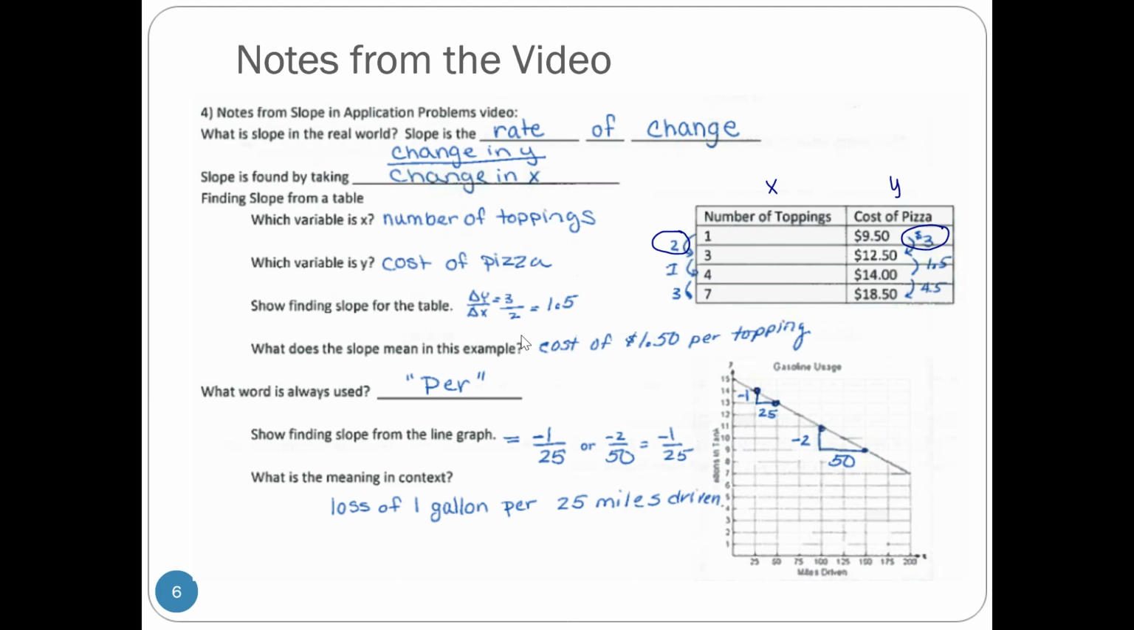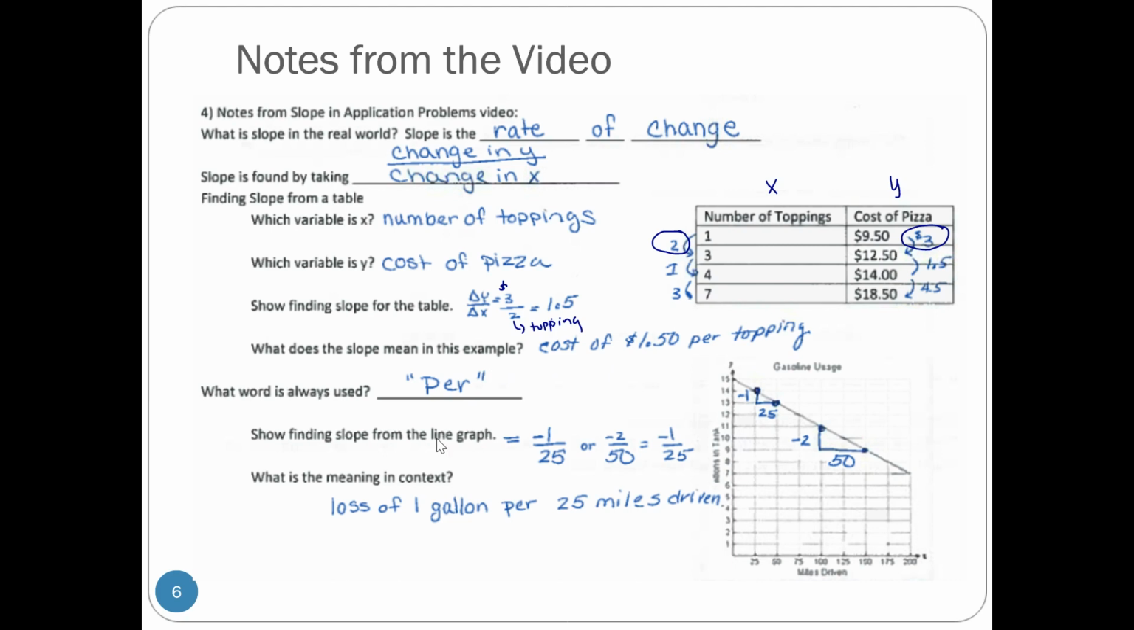The meaning of this slope can be figured out by looking at what the meaning of x and y is. So on the top, we have money. And on the bottom, we have toppings. And so we can figure out that the slope is the cost of $1.50 per topping. And a keyword in figuring out that slope or rate of change is always the word per.